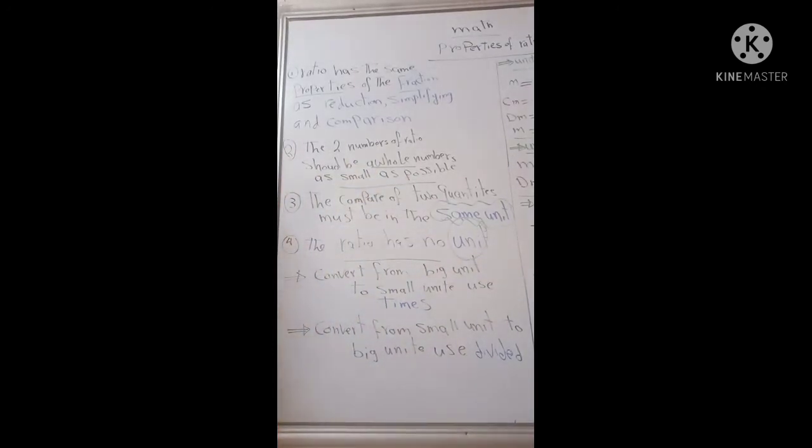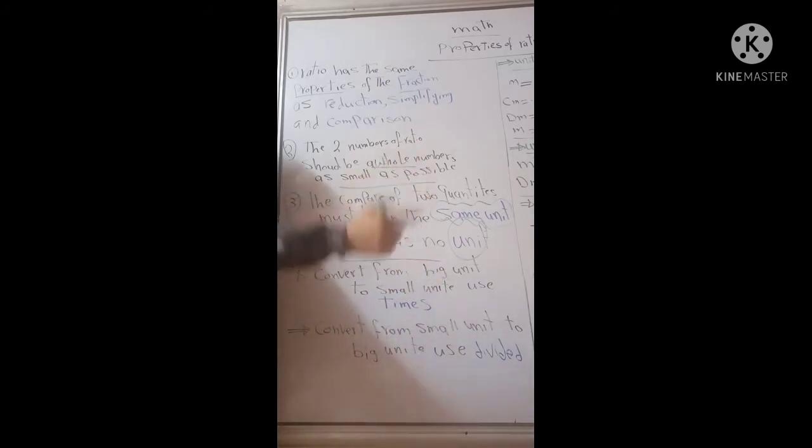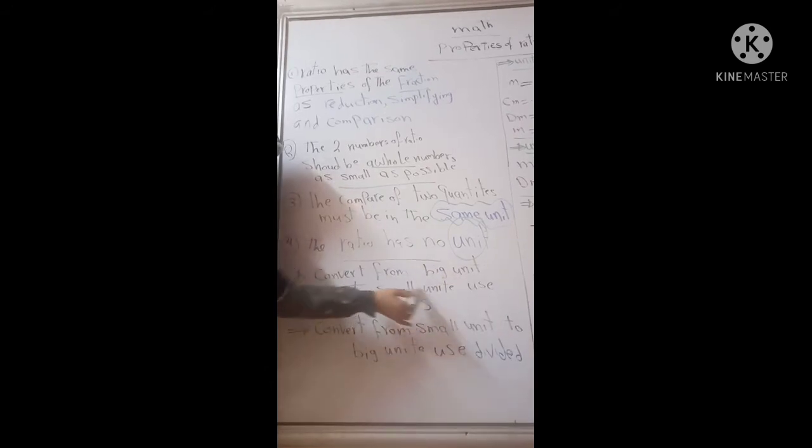What do I mean by same unit? Same unit means both of the two numbers or the two quantities are in the same unit. Both kilogram, or both meter, or both gram. The two quantities or two numbers must be in the same unit. To convert from any unit to another unit, we use times or divided. To convert from a big unit to a small unit, we use times.